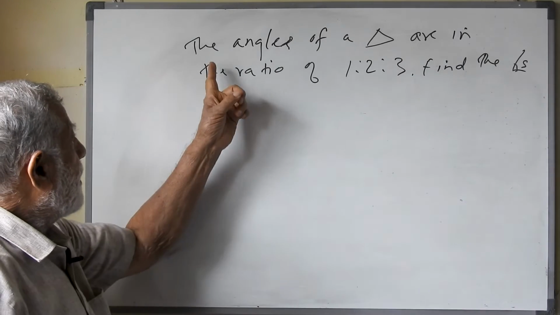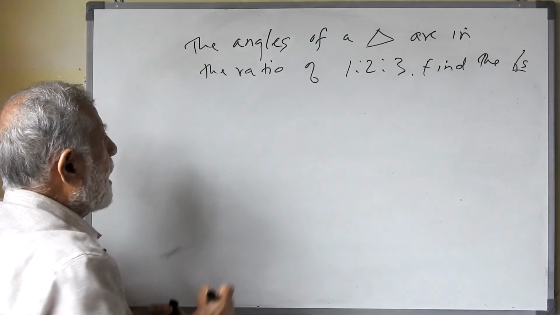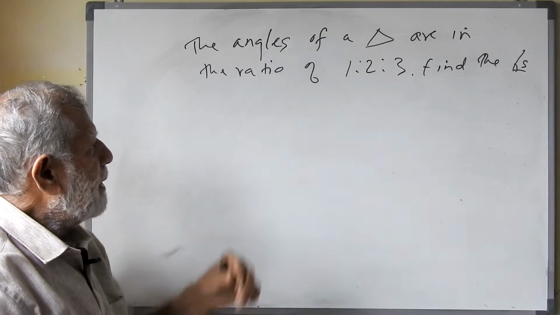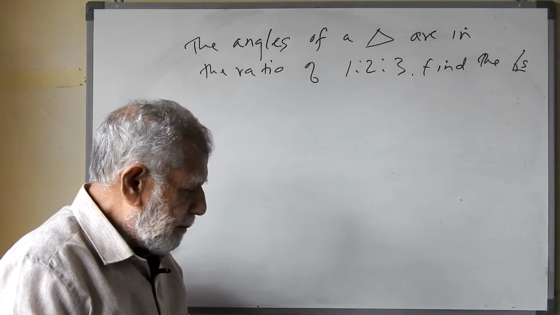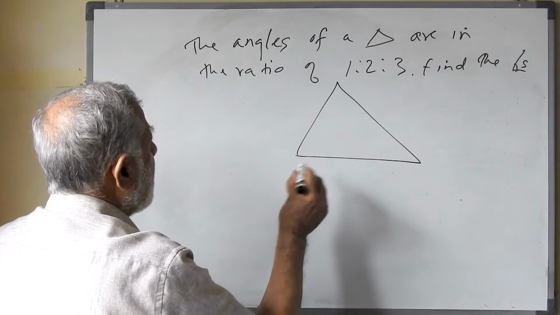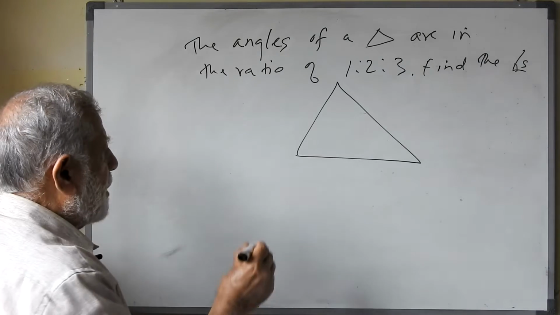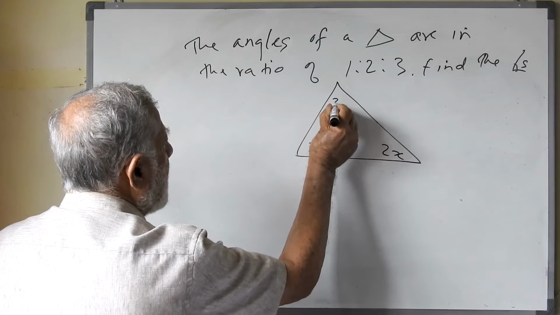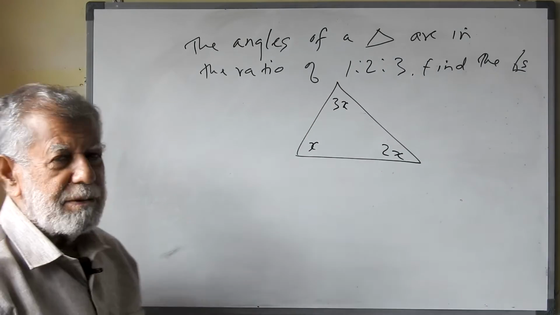Now look at this. The angles of a triangle are in the ratio of 1:2:3. Find the angles. Here they are given the ratio 1:2:3. So what we do is we draw the triangle and we write down for 1:2:3. We don't write the numbers, we write it as x and 2x and 3x. Here for 1x, 2x and 3x, we write like that. Then it is easy for us to find the angles.